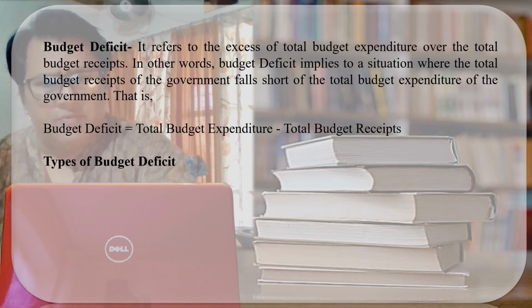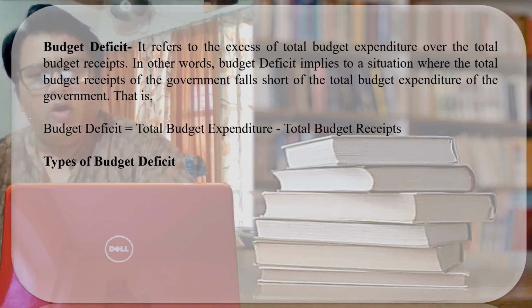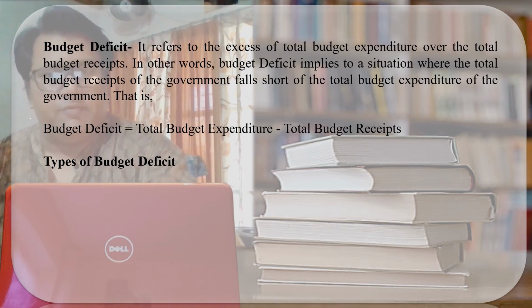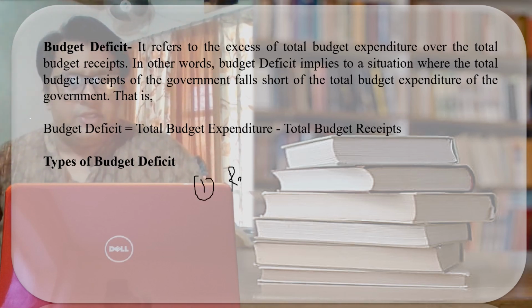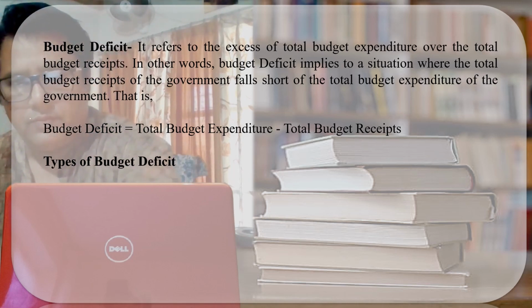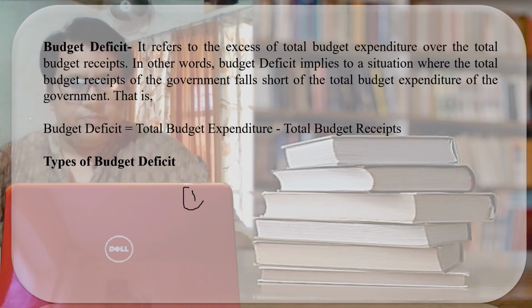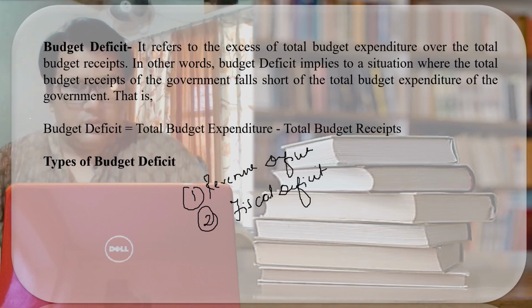Now let us see how many types of the budgetary deficit do we have. Always remember we are having three types of budgetary deficit. Number one, we are having revenue deficit. Number two, we are having fiscal deficit. And finally, we are having primary deficit.